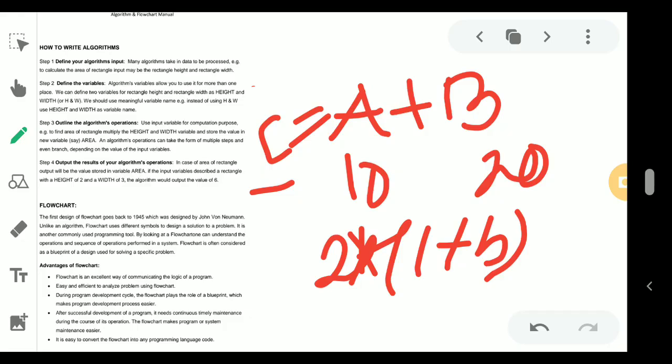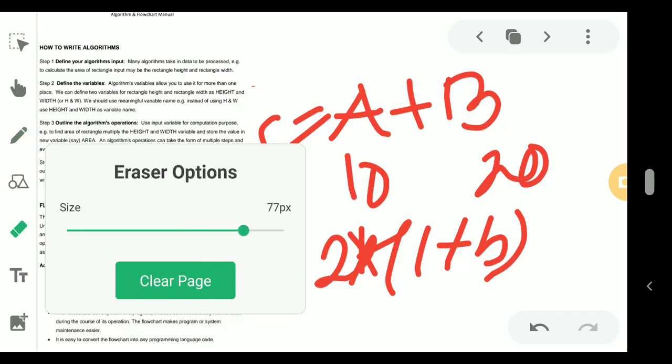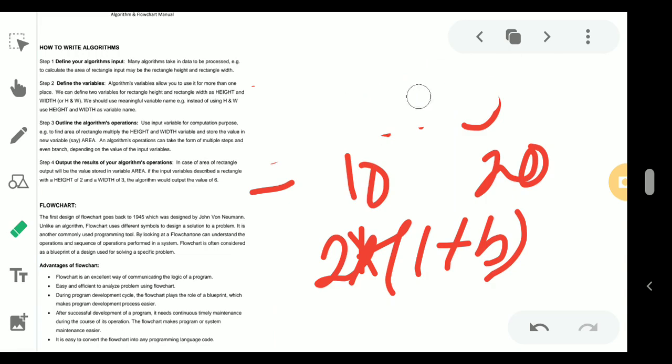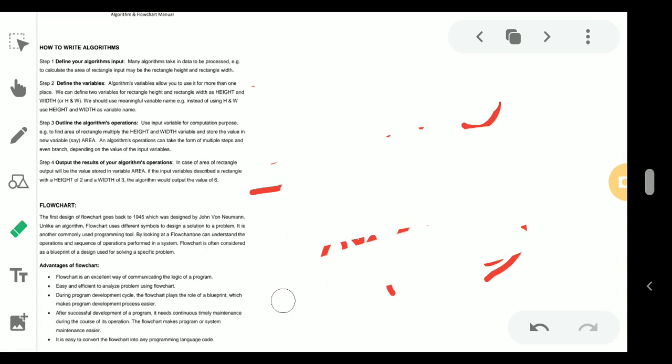Now the step is 4. Step 4 says the output, the result of your algorithm operation. After this operation, what are we getting? Here we are getting C. It means after adding A and B values, we get the C value. C is your final outcome, and that final outcome you have to write down. So this is how we can write an algorithm.